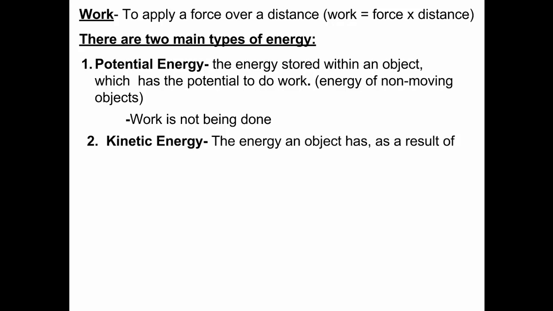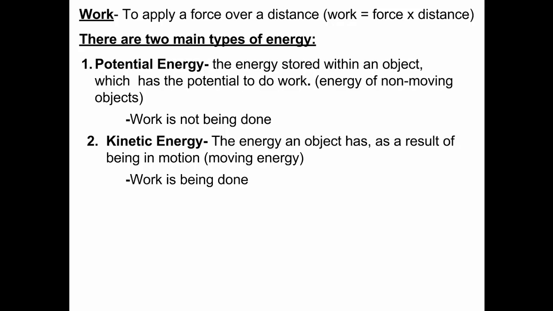The second type is kinetic energy, and that's the energy that an object has as a result of being in motion. It's moving energy. So the difference between potential and kinetic energy is that with kinetic energy, work is being done.